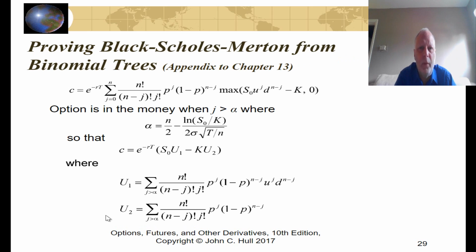The Black-Scholes-Merton model can be derived from using binomial trees and taking the limit of an infinite number of nodes, which is discussed in one of the appendices, but that is beyond the scope of what we will want to discuss in this lecture series.